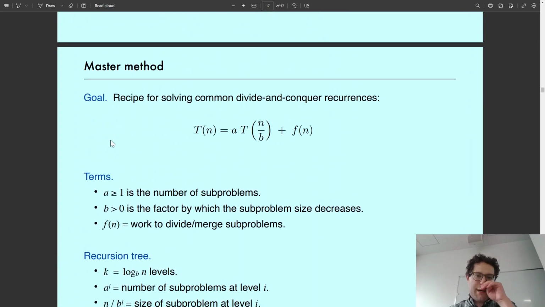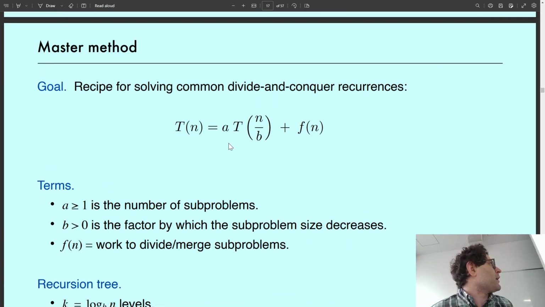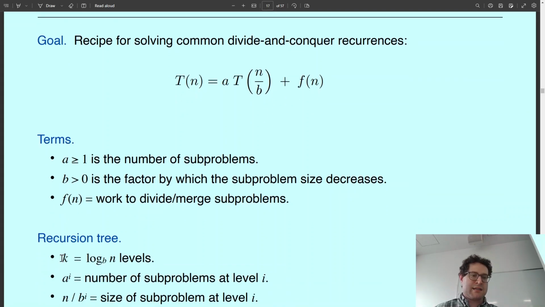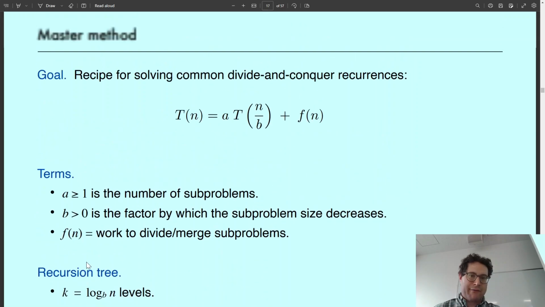So here's the more formal definition that they use for divide and conquer algorithms. A is the number of subproblems, b is the factor by which we decrease those subproblems, and f of n is not just the time to recombine them, but also, if it takes time to split up those subproblems, we work it in. K is log base b of n levels, the number of levels that we get, just like we were using. a to the i is the number of subproblems you have at a certain depth, and n divided by b to the ith power is the size of the subproblems at that depth.